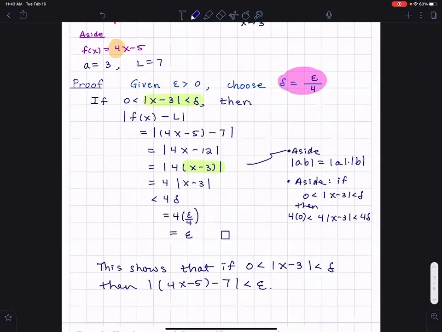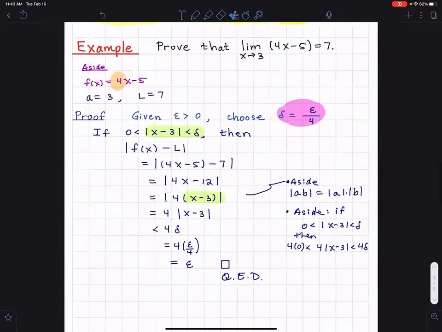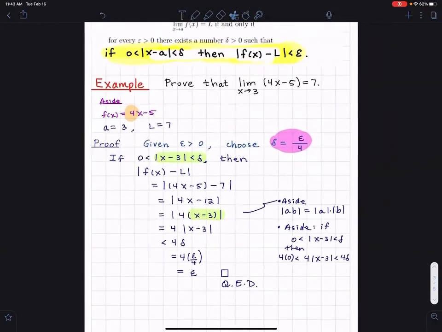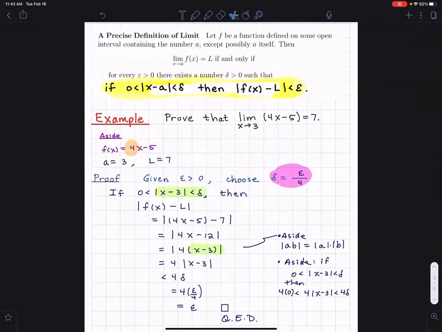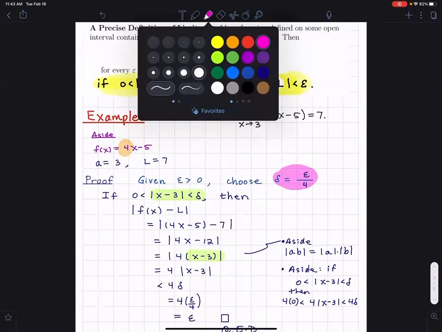Some people write QED, which is an abbreviation for a Latin expression, which means that we've proven what we meant to prove. But I like it nice and neat. I don't even want to put that there. Just put it like that. It's what I wanted to prove. I wanted to prove that if the distance between x and a is less than delta but greater than 0, then the absolute value of f of x minus L is less than epsilon. I mean, it's a little bit more than that.